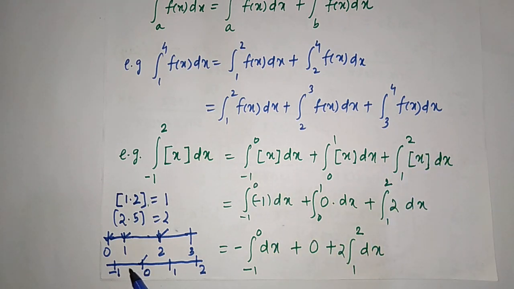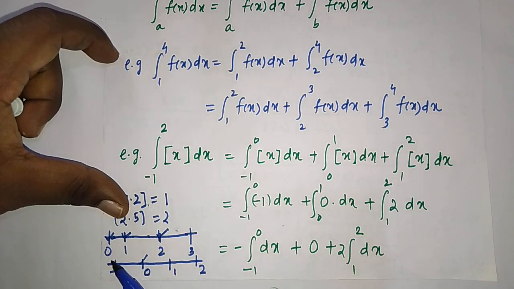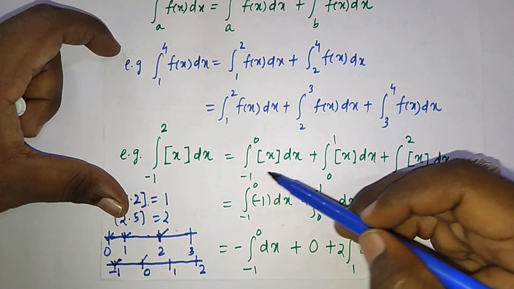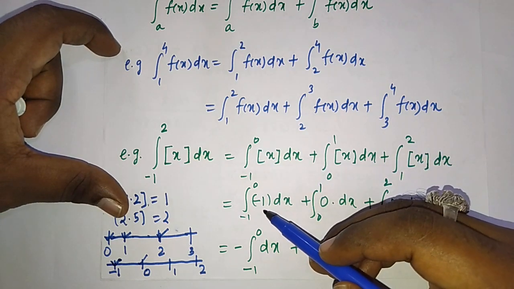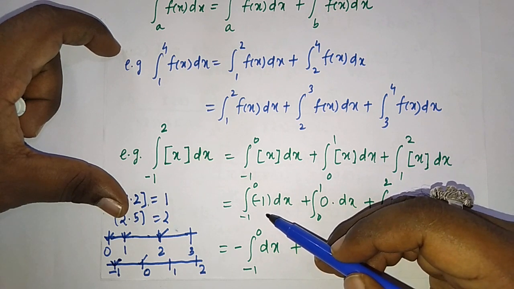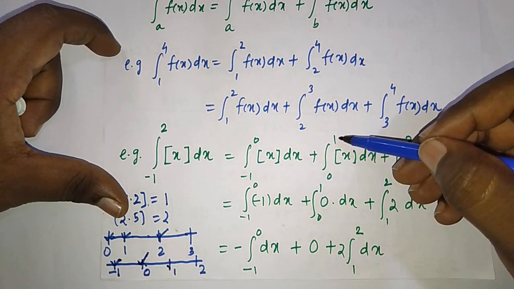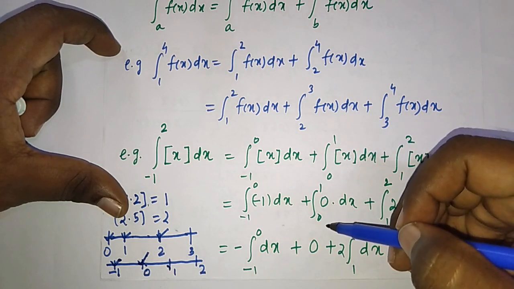Then any number in between -1 and 0, its greatest integer function is what? -1. So in the interval -1 to 0, the value of [x] is equal to -1. So write -1 here. Again, in between 0 to 1, if you take any number, its greatest integer function is 0. So in this interval 0 to 1, the value of [x] is 0.